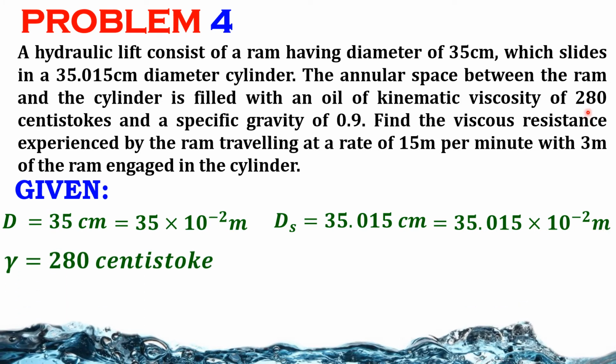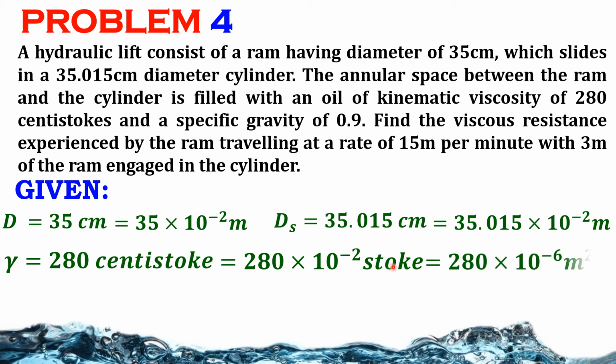Then they are given a kinematic viscosity as 280 centistoke. In order to convert into meter square per second, we are first going to convert centistoke into stoke. That will be 280 into 10 to the power minus 2 stoke, which is equal to 280 into 10 to the power minus 6 meter square per second.